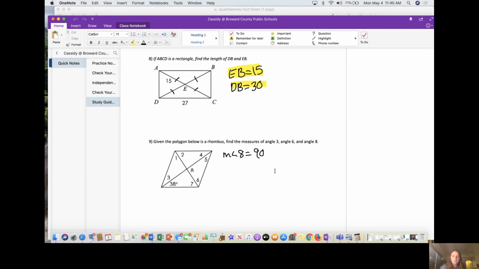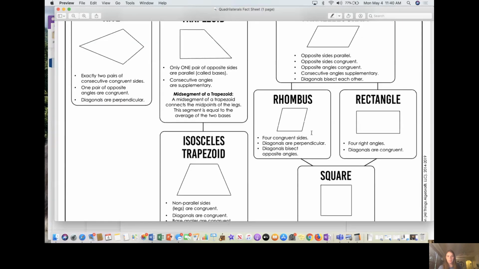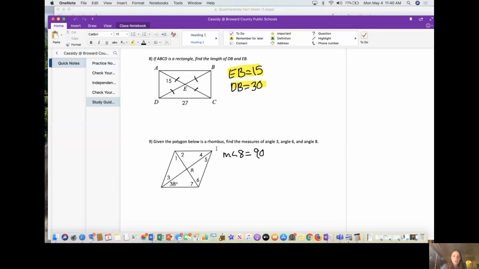All right, next we need angle 6 or angle 3, either way. We also need to know that in a rhombus, the diagonals bisect opposite angles, meaning that the diagonals cut the angles in half, into 2 equal angles. So this diagonal here is cutting that whole angle into 2 equal parts. So we know 4 is equal to 5, and we know 3 is equal to this one, 38. So angle 3 equals 38 degrees.